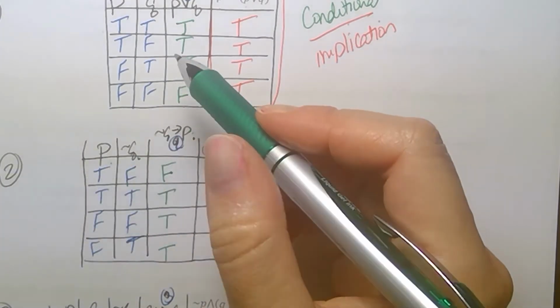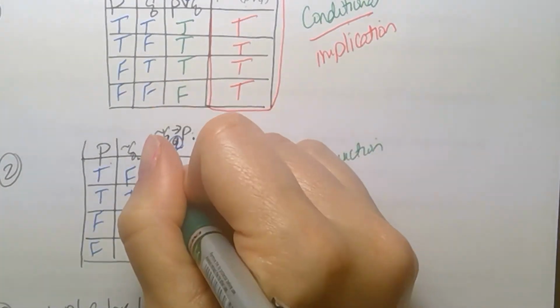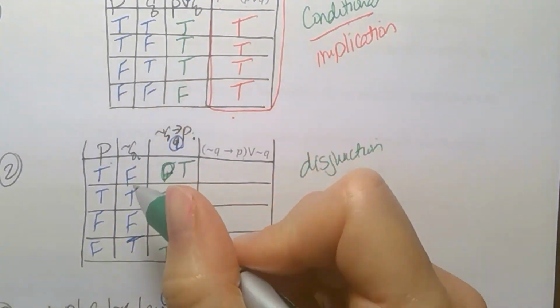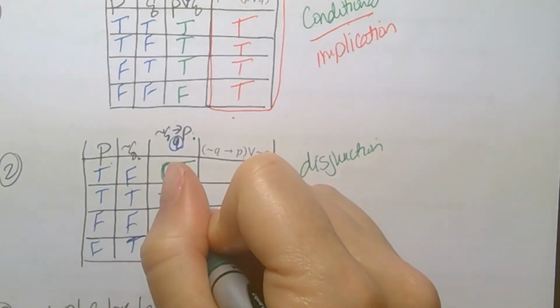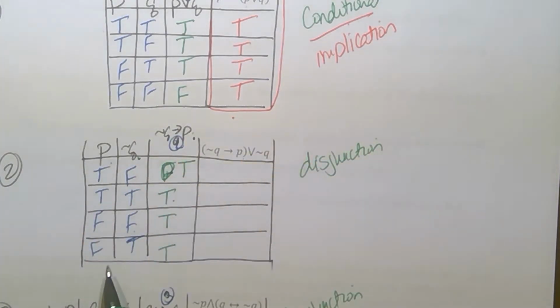If not Q, then P. Well, this has me going from false to true, and that's fine. That's true. From true to true is fine. From false to false is fine. But down here, case 4 goes from true back to false. The hypothesis is true, the conclusion is false. That makes that case false.